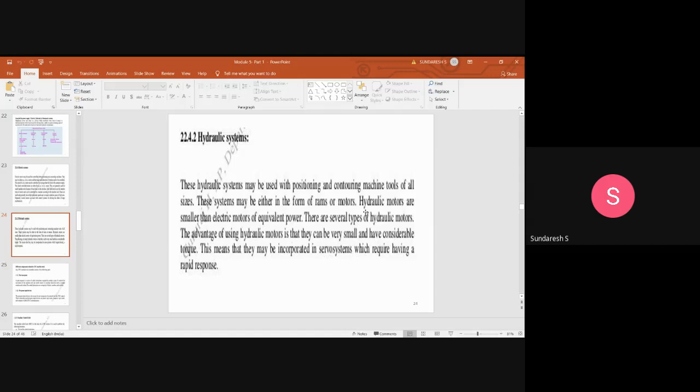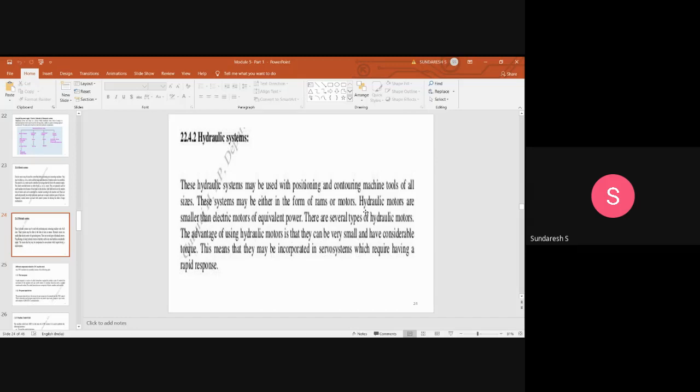So how do we use electric motors in the case of electric systems? Here, this type of system is used in the form of rams or motors. These systems are also used for positioning and contouring of machine tools of any size. It's not only from the smallest machine tool to the largest machine tool that we can use hydraulic systems. And the hydraulic motors are smaller than electric motors of equivalent power.